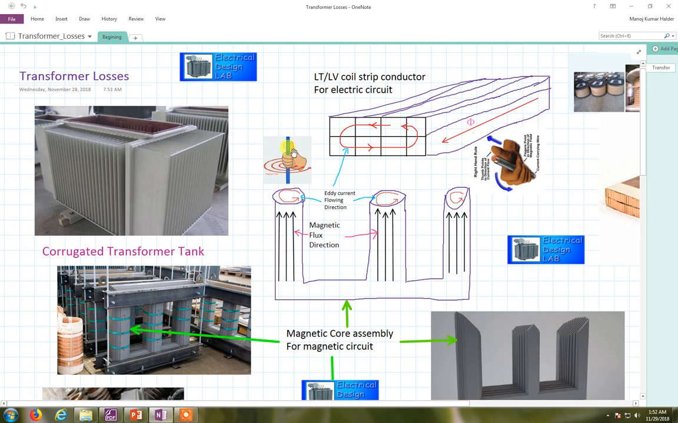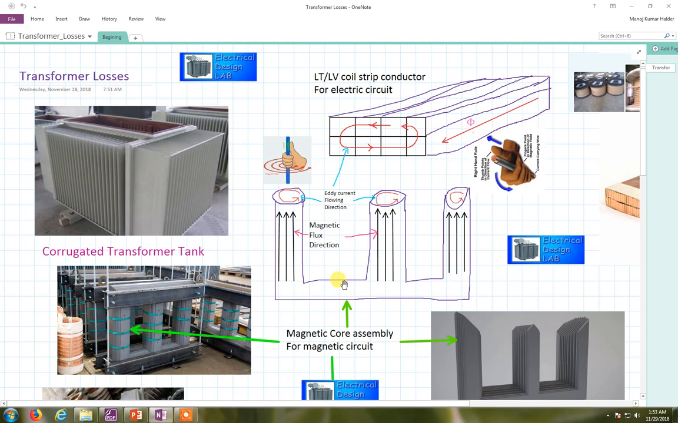You see here, this thumb indicates the flux direction, and this curl of the fingers is the direction of the eddy current or circulating current path. This thumb is the direction of the magnetic flux, and this curl finger is the eddy current path. Okay, so this is a core.